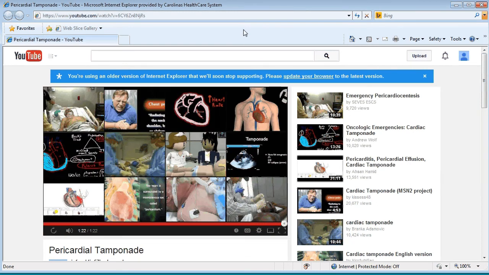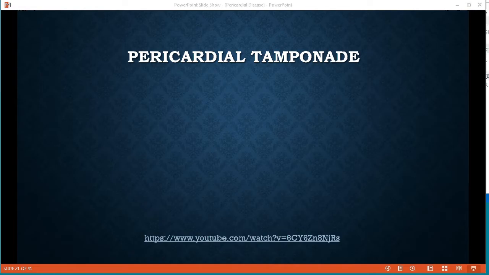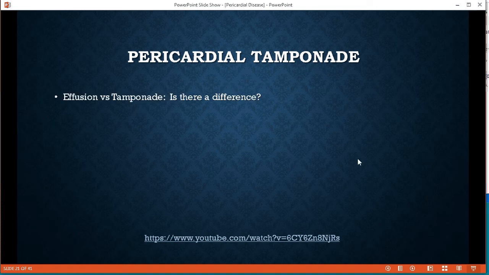Okay, so just a little humor to point out that pericardial tamponade is a life-threatening emergency, and you need to be pretty aggressive in how you're going to manage it, or else this patient will die. So again, is there a difference?